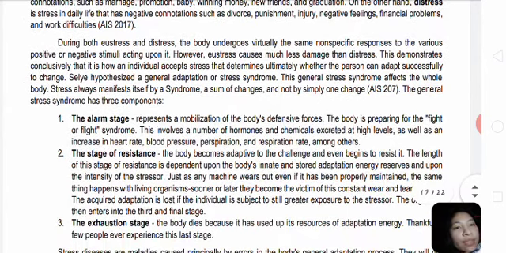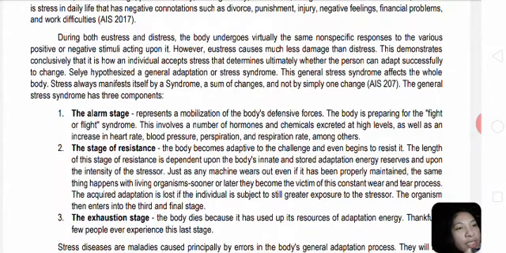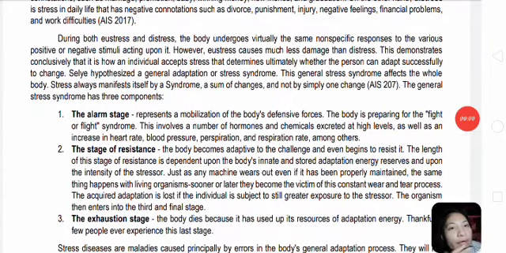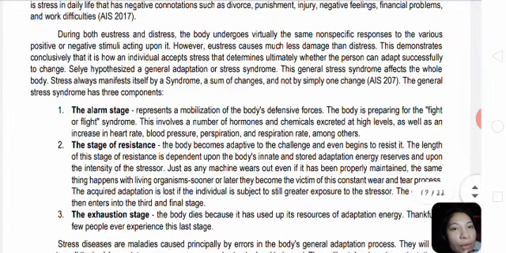One, the alarm stage represents a mobilization of the body's defensive forces. The body is preparing for the fight or flight syndrome. This involves a number of hormones and chemicals excreted at high levels, as well as an increase in heart rate, blood pressure, perspiration, and respiration rate, among others. Two, the stage of resistance.